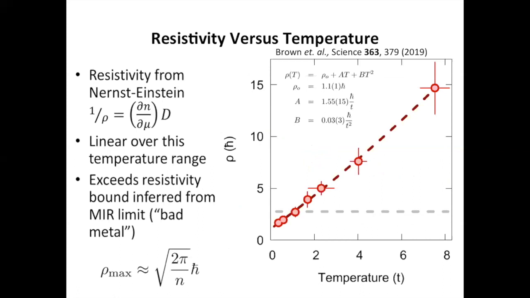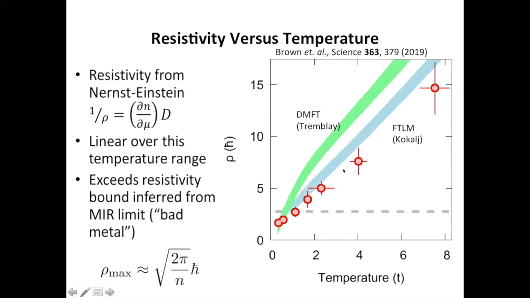And we also collaborated with various numerical groups to see if they can reproduce that result. So we see from finite temperature Lanczos calculations from the group of Yuri Kokolj on a 4x4 site system, without any free parameters, they see good agreement with the data. They can't go quite to as low temperatures as the experiment because of the finite size effects that you run into with these calculations.